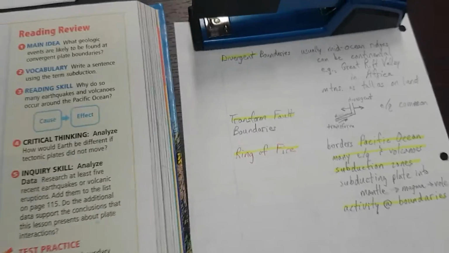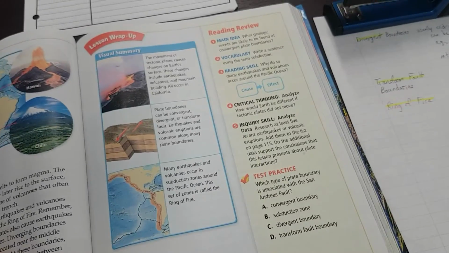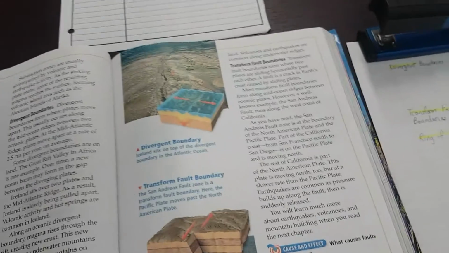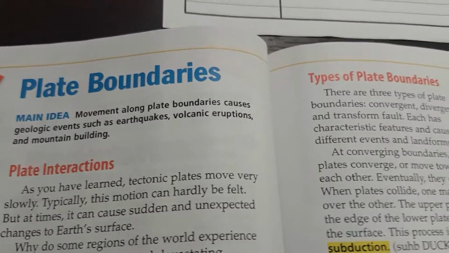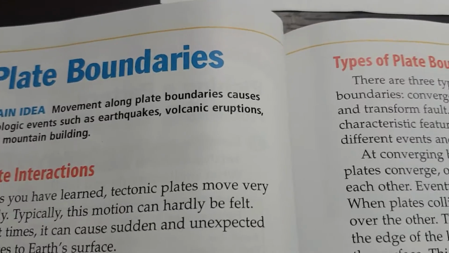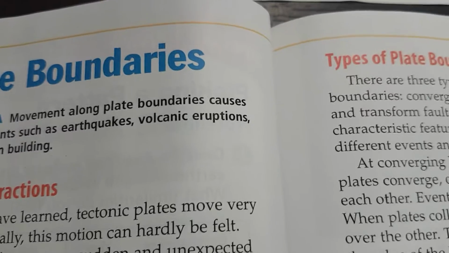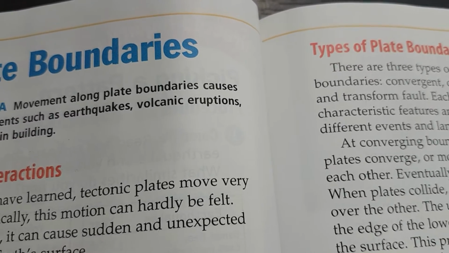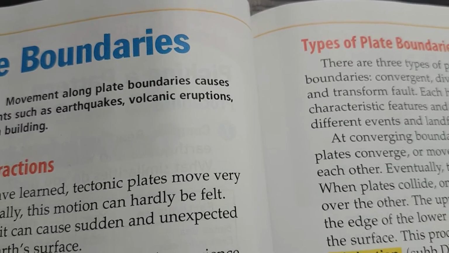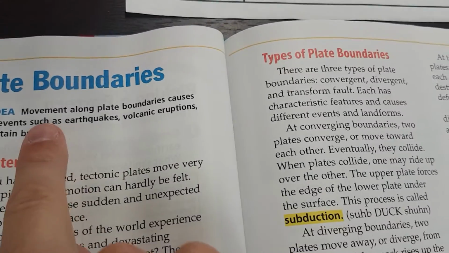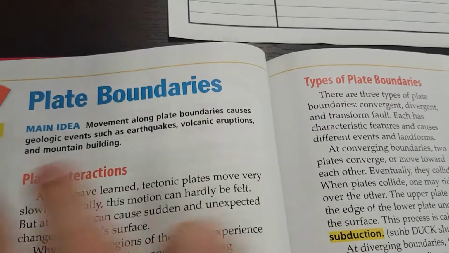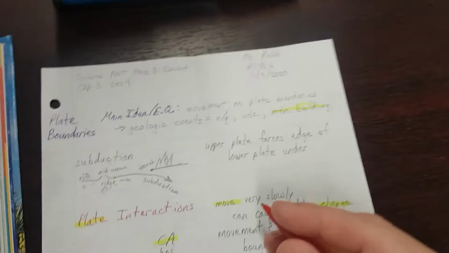All right, now let's go back and annotate the even more important stuff that we think ties to the main idea. Okay, main idea. Movement along plate boundaries causes geologic events such as earthquakes, volcanic eruptions, and mountain building. So movement, boundaries, geologic events. Those are the three things we're looking for.